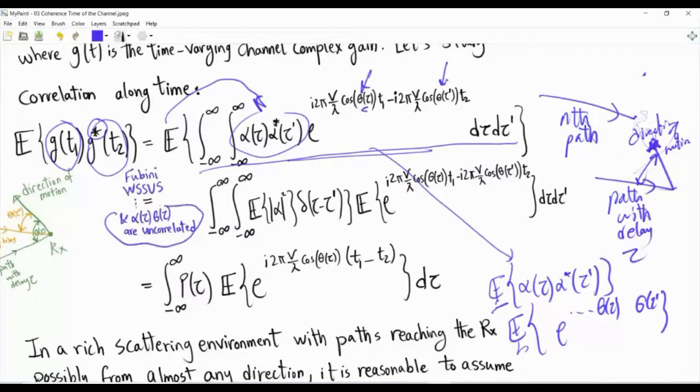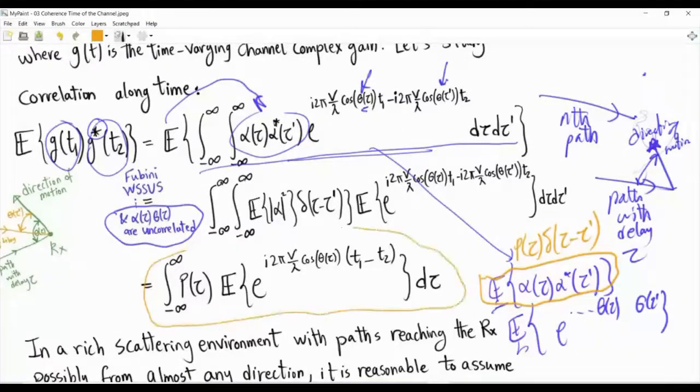So we assume this thing here, that alpha and theta, even for the same path, are uncorrelated. Then you go to this expectation here and apply wide-sense stationary uncorrelated scattering. So this thing here, you will write as P of tau delta tau minus tau prime, and then you will do the integration with respect to tau prime. Okay, and so what you get is this.